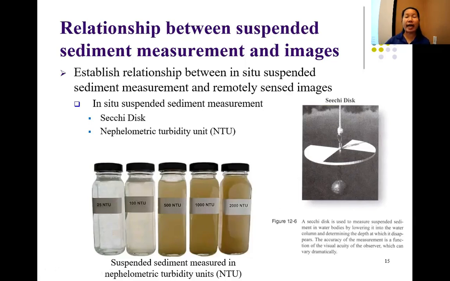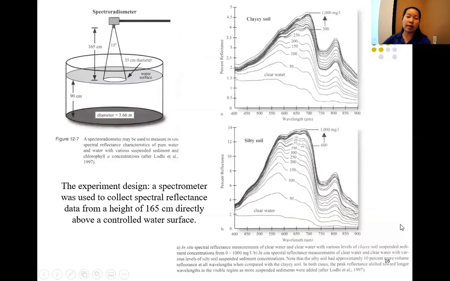Quite often you may get some field survey data with these suspended sediment level measurements, and then you have the image. If the two data sets match quite closely in timing, then you might be able to establish a regression. The other type of study, especially in the laboratory, is to add different levels of suspended sediment into a water body, gradually increasing it, and every time you derive a suspended sediment level, you then use the spectrometer.